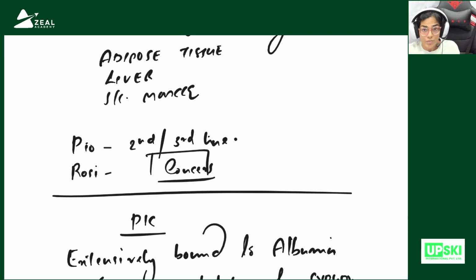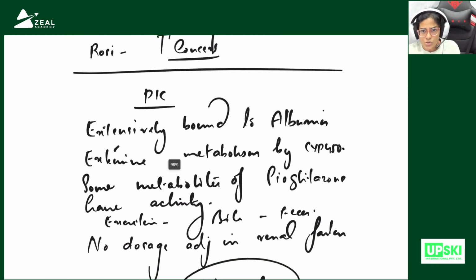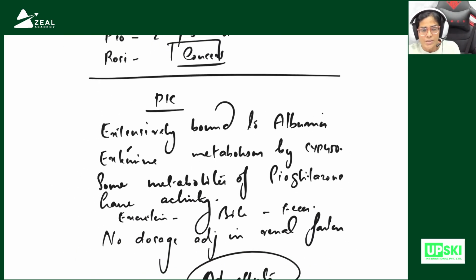The concerns, especially the cardiovascular adverse effects concern. So probably doctors wouldn't recommend rosiglitazone as a second or third line. Instead, they give pioglitazone. Now the pharmacokinetic parameters, only the important ones.